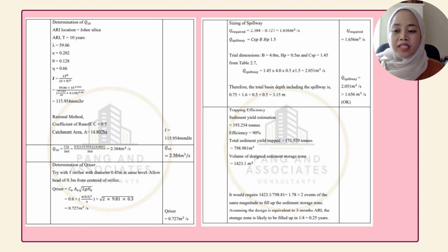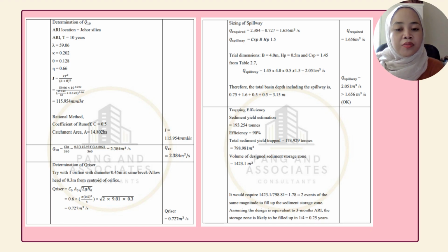We determine the Q riser equal to 0.727 meter cube per second. For the sizing of the spillway, the Q required that we get is 1.656 meter cube per second. And next, the Q spillway equal to 2.051 meter cube per second, which is larger than 1.656 meter cube per second, which means our design is okay.